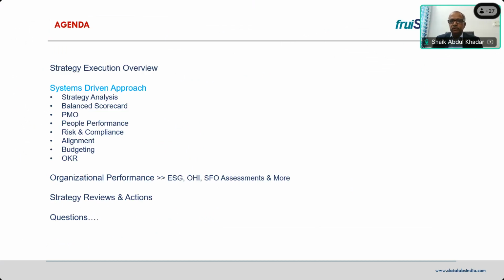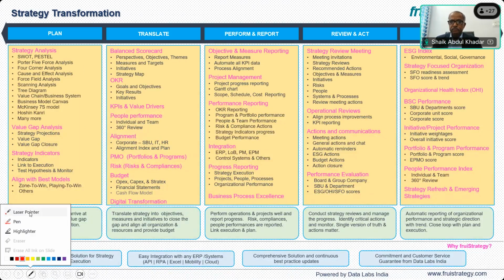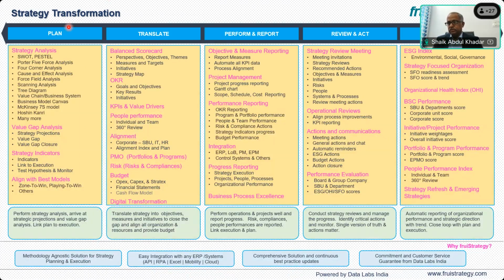Okay, so all these concepts, whatever we talk about, I'll put in a tabular view because it is very easy to understand. I just converted this; it's not a new methodology. It's a simple translation of all these graphical presentations into a tabular view. So if you are talking about strategic transformation in a linear format, first is strategy planning, where you do the strategy analysis, value gap analysis, and all the things.